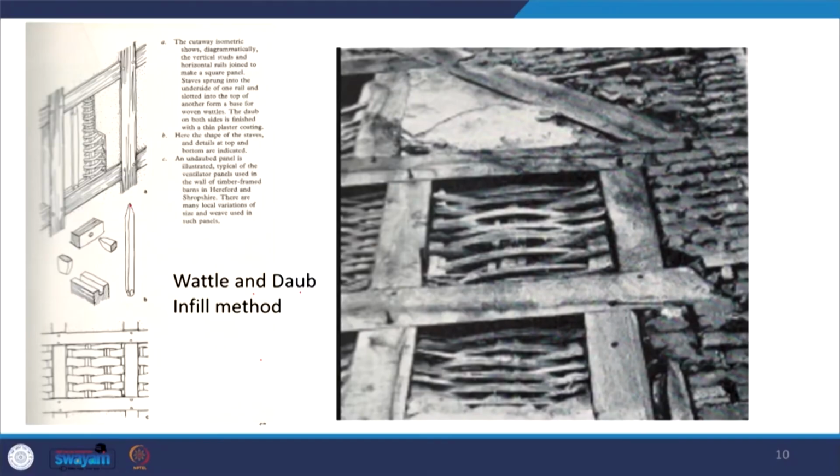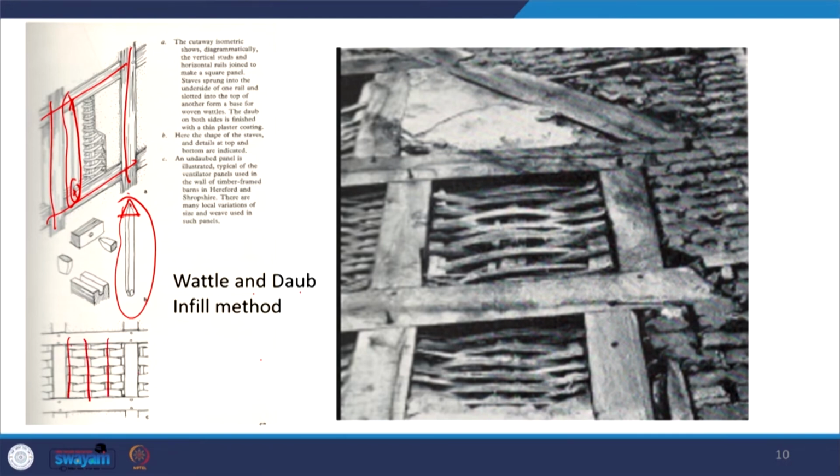One prominent technique is the wattle and daub technique. If you notice, these are the staves. These wooden logs make the compartments, and the horizontal rails and vertical studs make square panels. Within that you have these staves, which are pushed into the upper side and the lower side, and in that way they form a grid within this box.